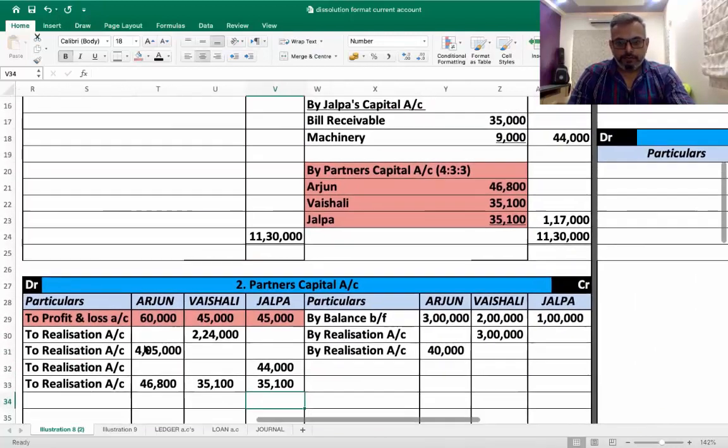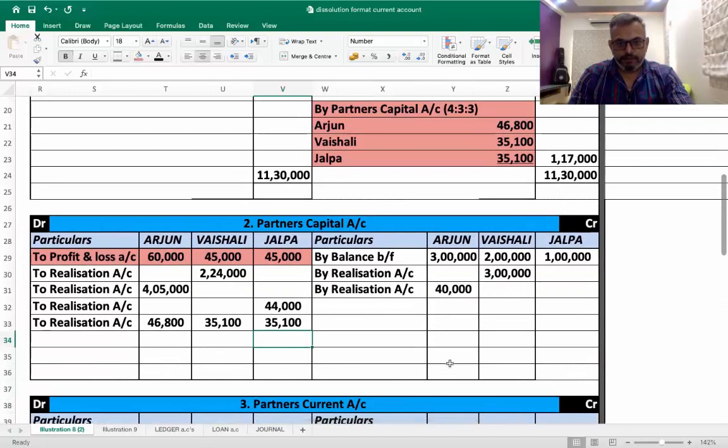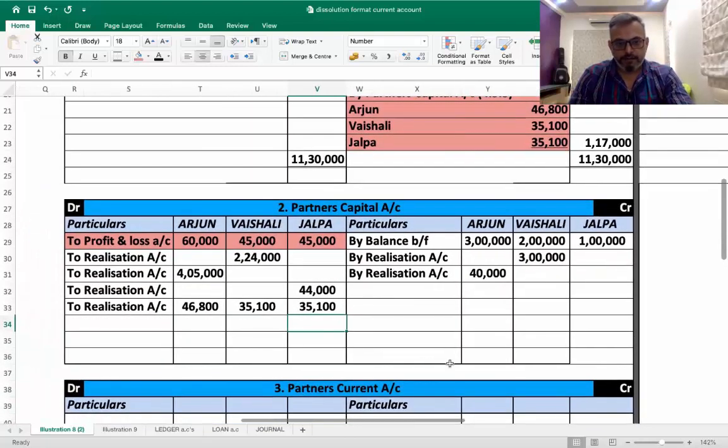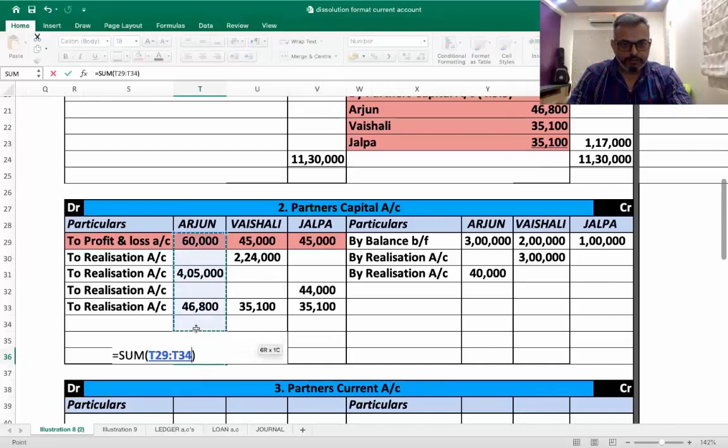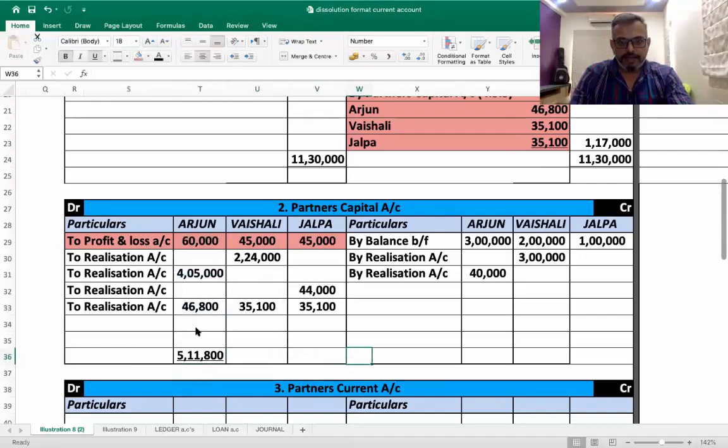Now let's close these accounts. Let's go one by one. Now Arjun, debit side is more. So we do the total on the debit side first. So debit side total comes to 5,11,800. Same total will come on the credit side. Now you can see debit side is more than credit side. So here the difference will be by cash. So this is the amount the partner will bring.